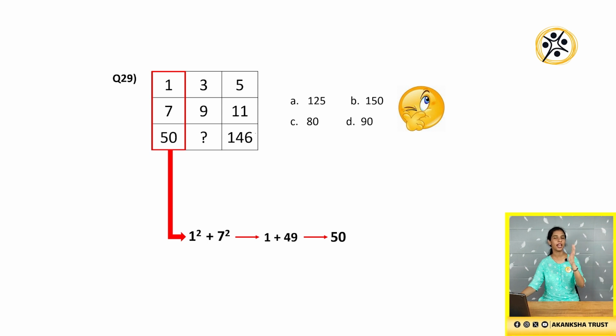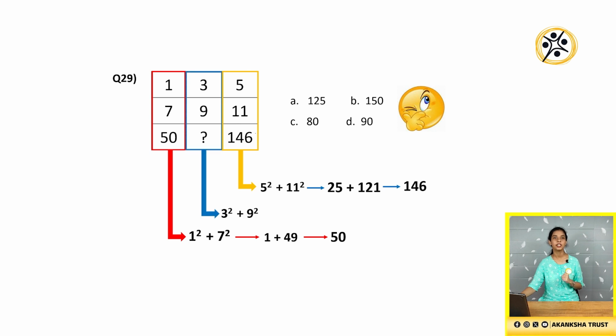So instead of directly jumping into the second column, if you're confident enough, you can go ahead. We can establish this relationship by cross-verifying it with the third column entries, that is 5 square plus 11 square should give us 146, and it does give us 146 when we do the maths. This 25 plus 121 is 146. So let us apply the same rule for the second row entry as well, that is 3 square plus 9 square. 9 plus 81, 90 is the answer that we get, and we have 90 in option D, so 90 is definitely the right answer.